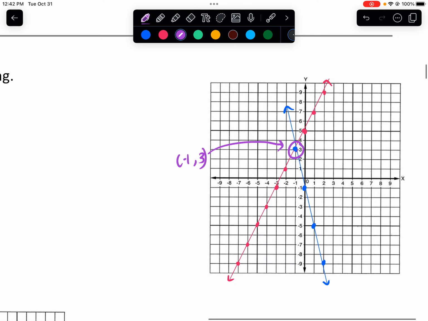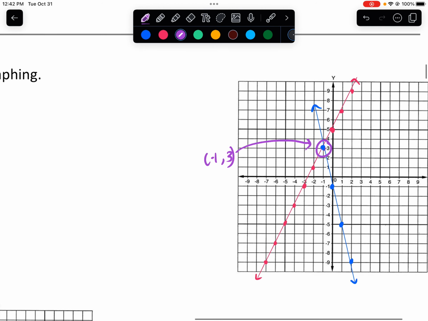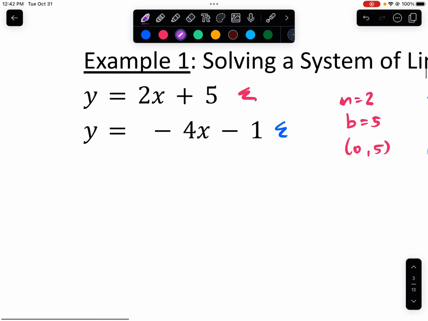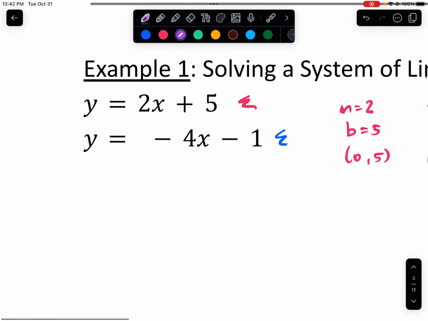So that is it. You just have to graph it and plot it. You could always check your work. Remember, this is your x value, this is your y value. Plug it into both of these equations. Remember, you have to plug it into both. You can't just plug it into one of them. My solution I got was -1, 3. You can check your answer.